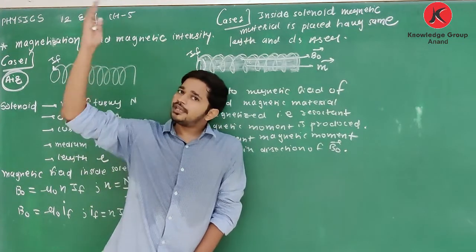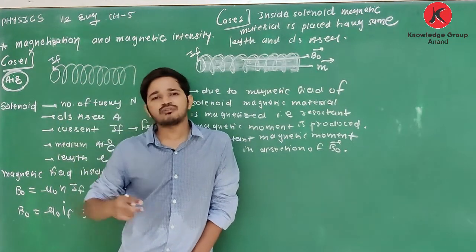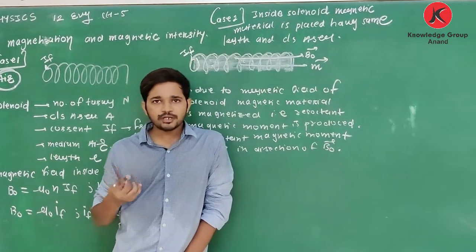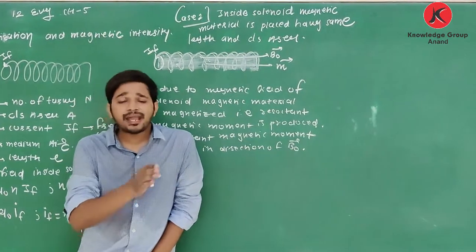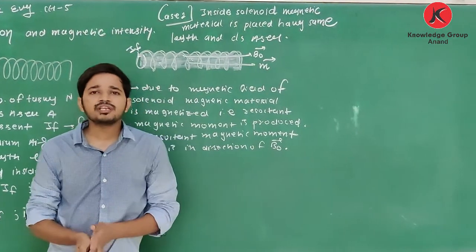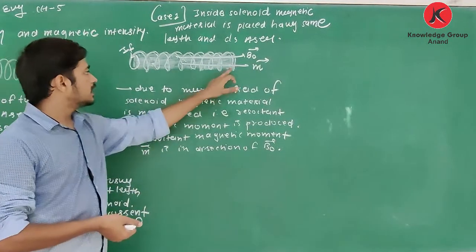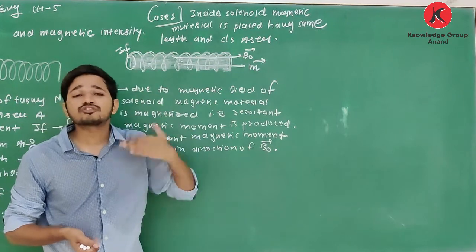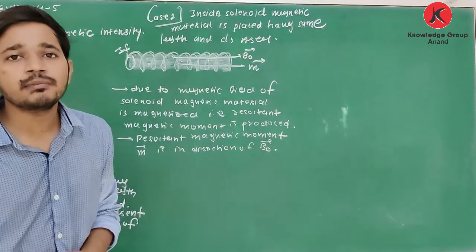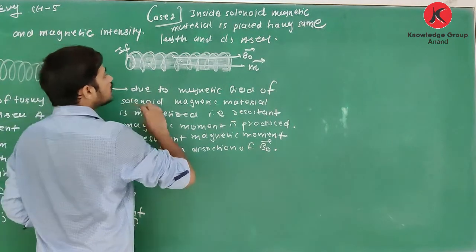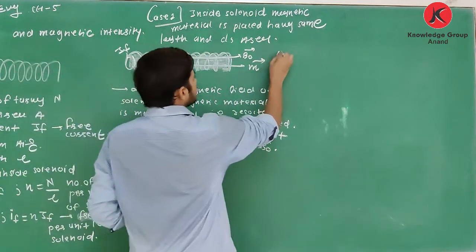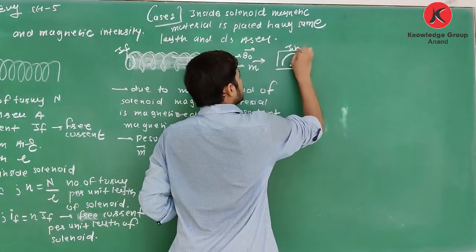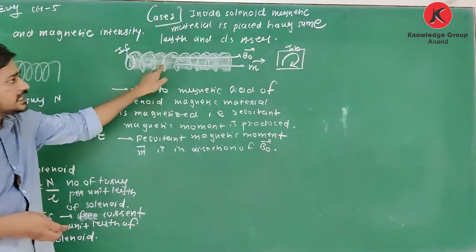If we compare with the case of an electron revolving, due to rotation of the electron, current is produced, and due to current, magnetic moment is produced. So here we can make one reverse statement. In a magnetic material, some magnetic moment is produced, which means some current is also produced, and that current is called bound current. In this material, a current IB, the bound current, is produced.